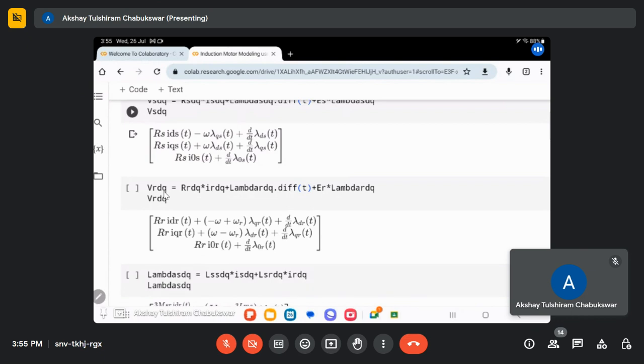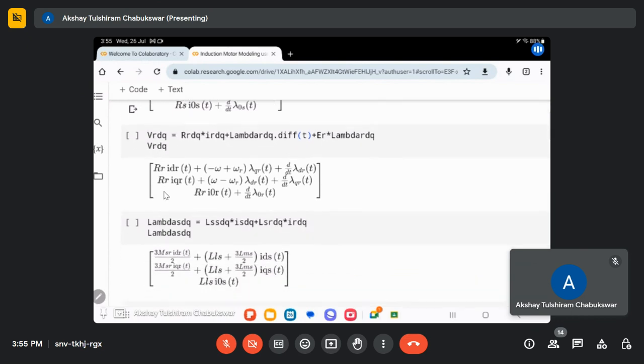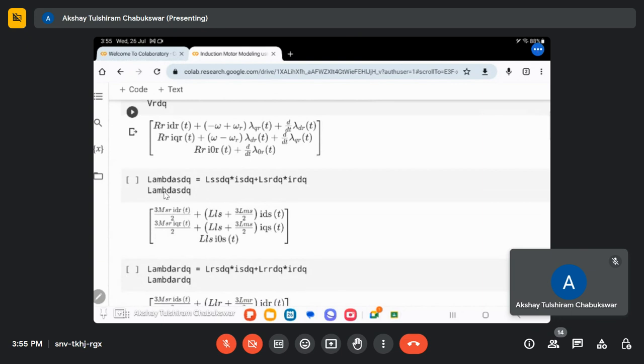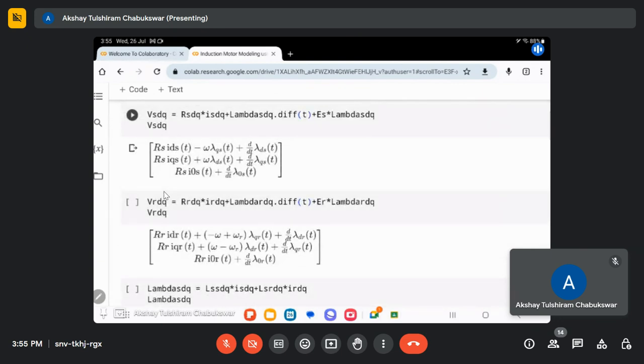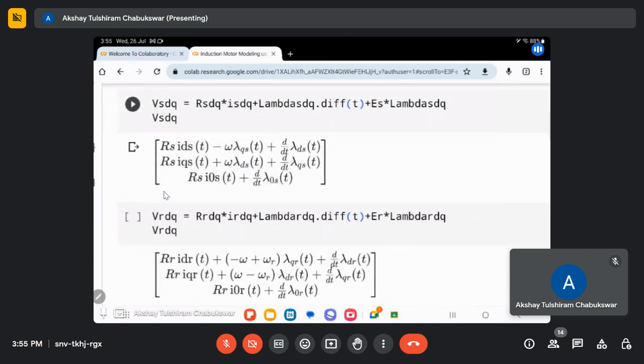VDS equals to RS into IDS minus omega of lambda QS plus d by dt of lambda ds. Similarly, these are the rotor equations. So what you observe is in the stator equation, there are some additional terms in terms of omega. So in the equation of VDS, you will find minus omega of lambda QS, means there is some cross coupling term. In the equation of VQS, you will find the term plus omega into lambda ds. So you will find a cross coupling term of ds in QS and QS in ds in the KVL equation.